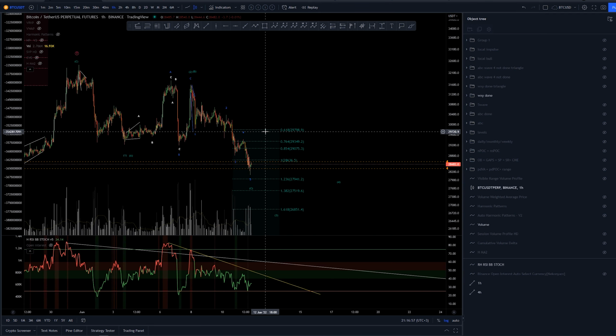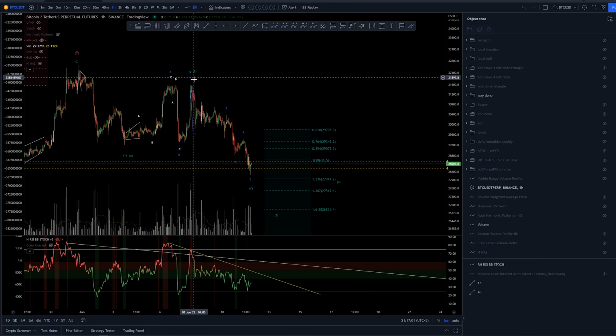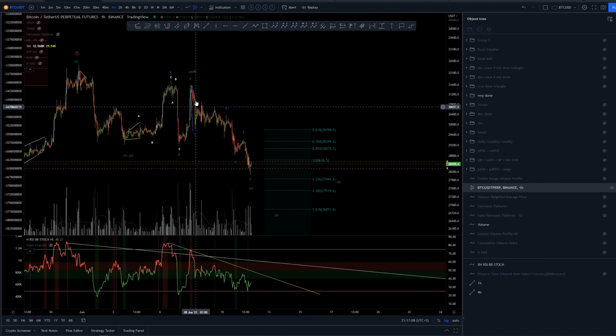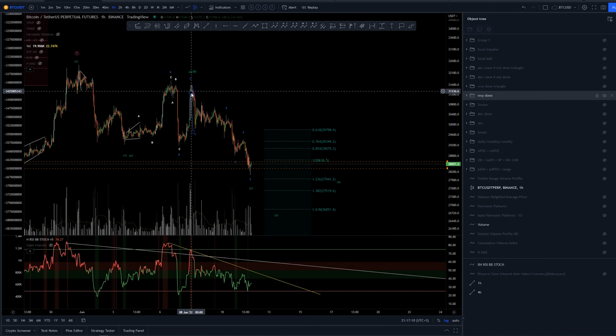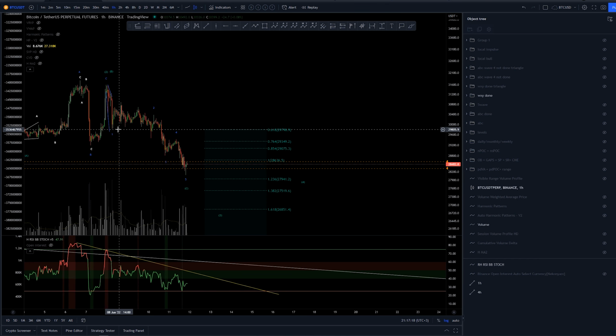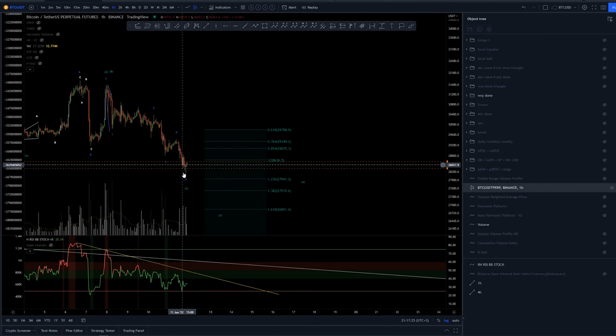Now let's move this a bit out of the way. I've labeled this as an expanding leading diagonal into 1. That is a super rare structure as a leading structure, so that takes a bit of the credibility out of this count, but it's still viable. We would have had this very large sideways correction into wave 2, then wave 3, 4 and 5.